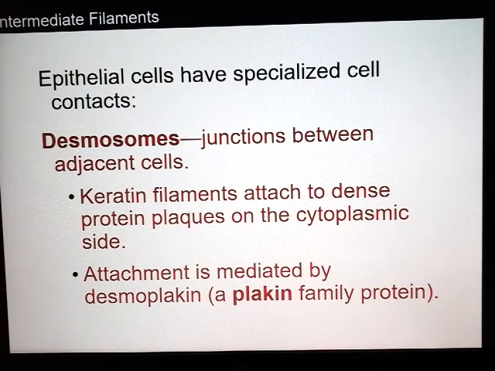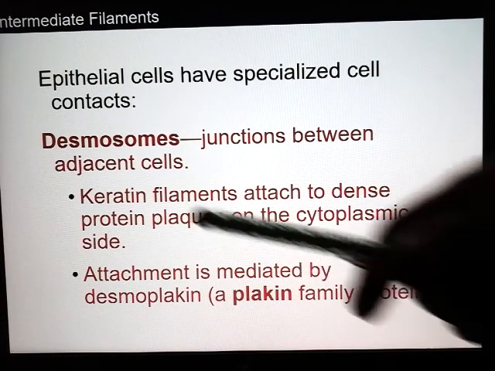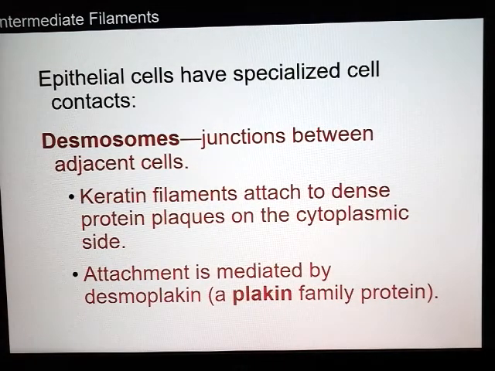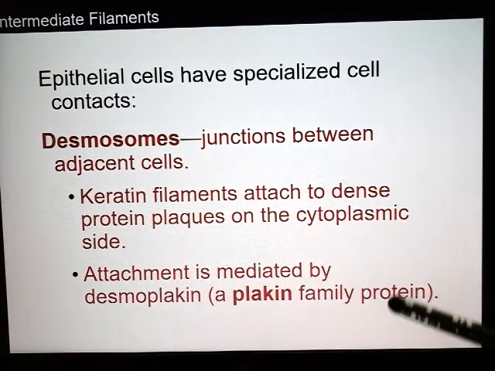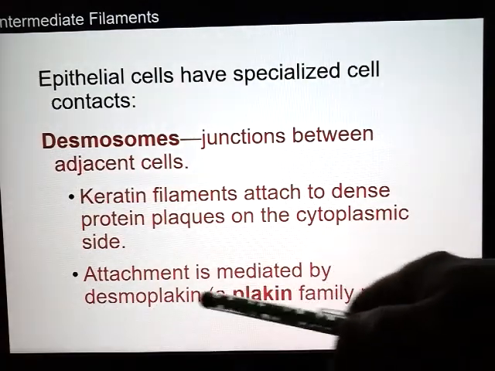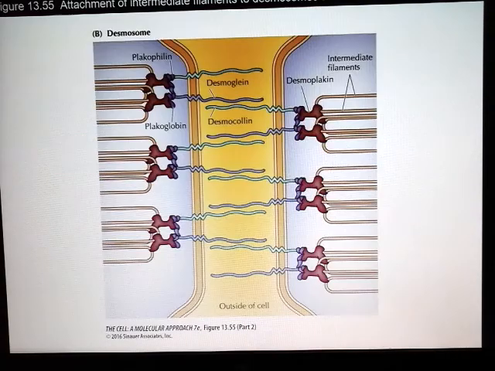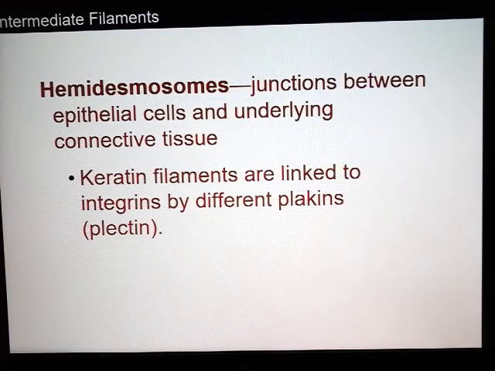Epithelial cells are cells that I think you guys are aware of. Our skin cells are epithelial. And they possess what are known as desmosomes. And these are junctions between adjacent cells. They have keratin filaments that attach to dense protein plaques on the cytoplasmic side. And the attachment is mediated by what's known as desmoplakin. And here's an example of that. So your cells need to be stuck together, and this is basically what the purpose of the desmosome actually is.